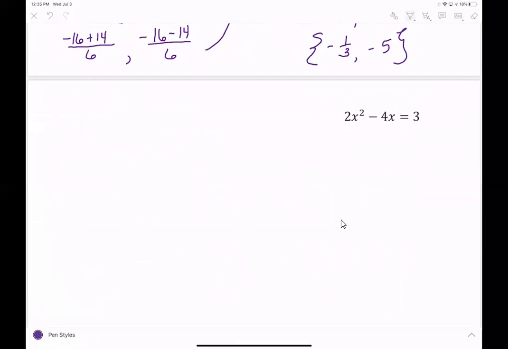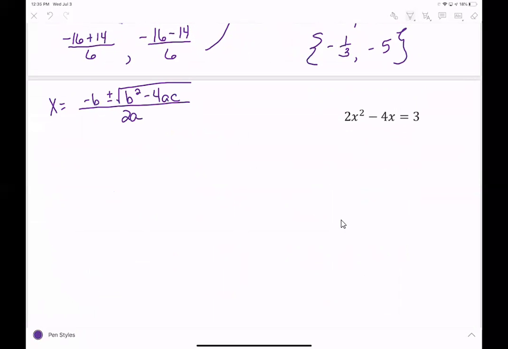So the next one here, we're going to use the quadratic formula again. So we're going to negative b plus or minus the square root of b squared minus 4ac all over 2a. I would recommend every time that you use this that you write it out.